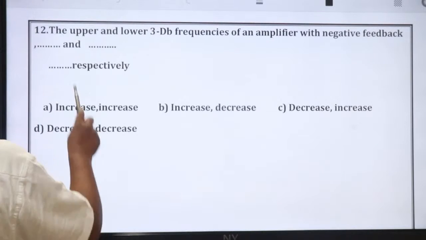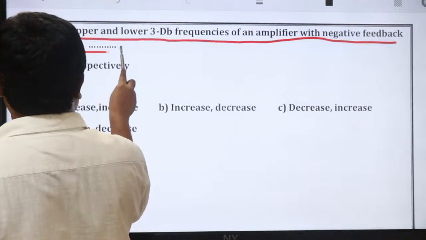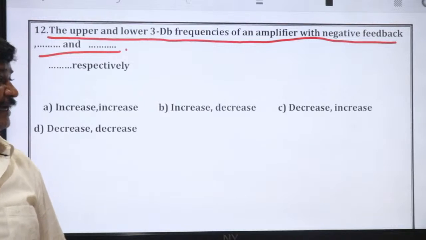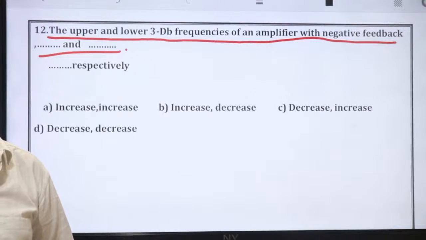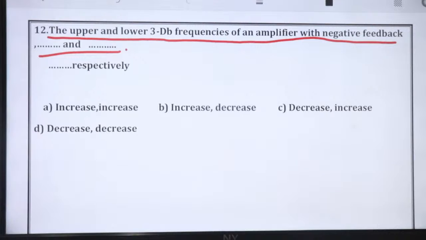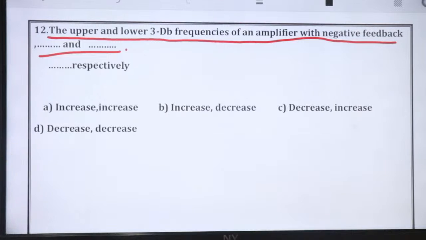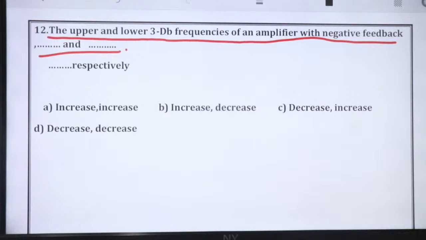Yeah. The upper and lower 3 dB frequencies of amplifier with a negative feedback is. I think this question is asked doubt. Somebody, this question is asked me as a doubt. Everybody is getting video, ma. Problem may be for you, Josna. Who asked this question as a doubt for me?